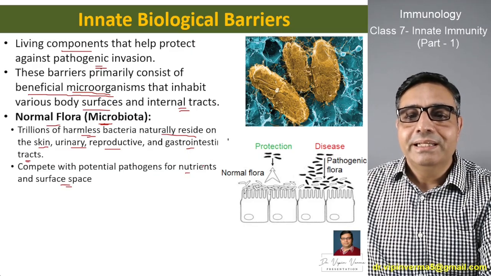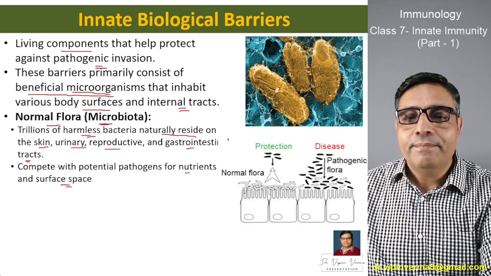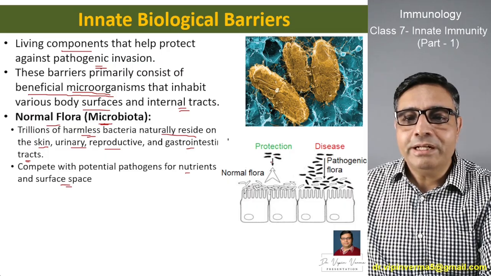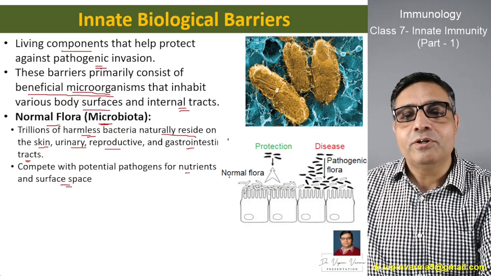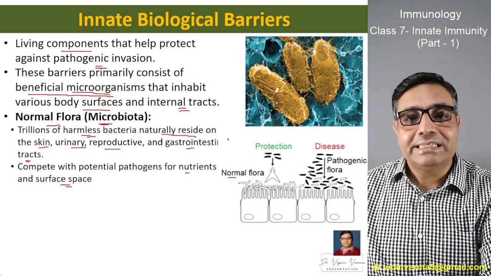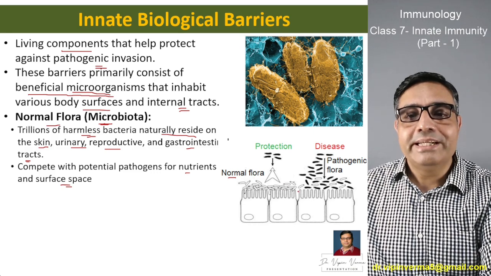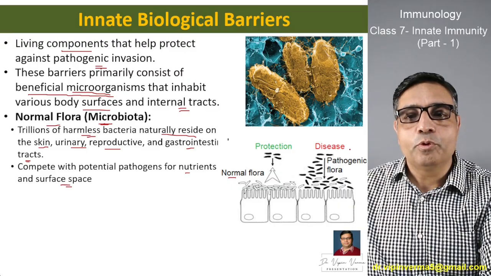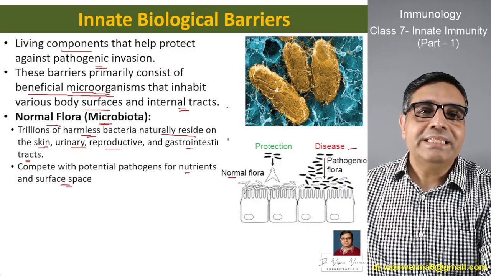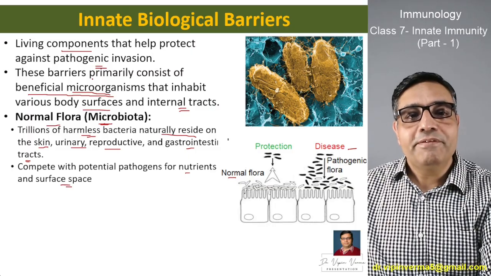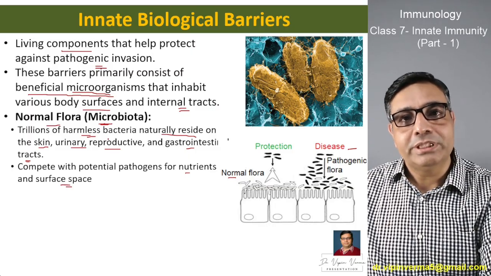So here you can see this is the normal flora, and this is the pathogenic flora. The pathogenic flora is coming and trying to get the surface here, but since the surface is already occupied by the normal flora, it's not getting a chance, and that's how we are protected. But if our normal flora is reduced, then the pathogenic flora will get a chance, and definitely it is going to produce disease. So this is basically a competition between the normal flora and the pathogenic flora.